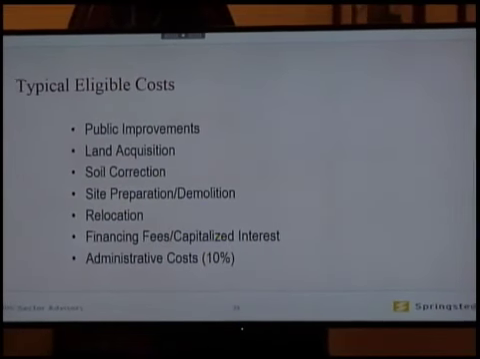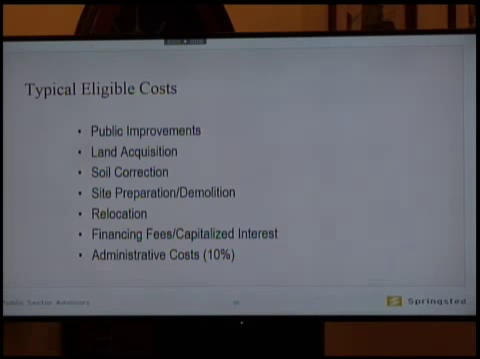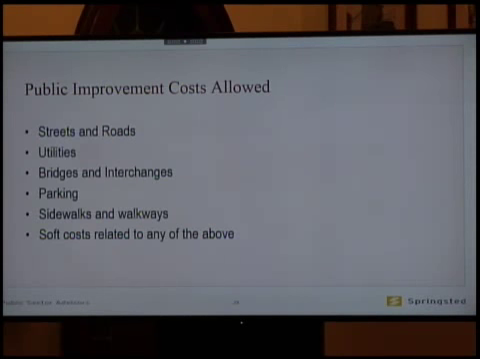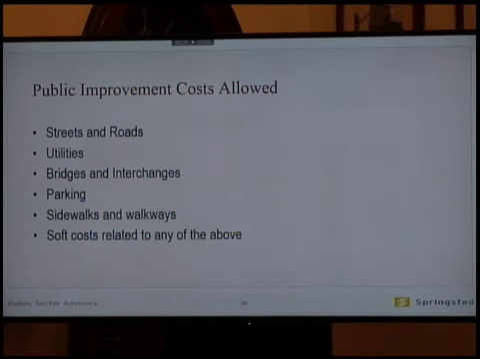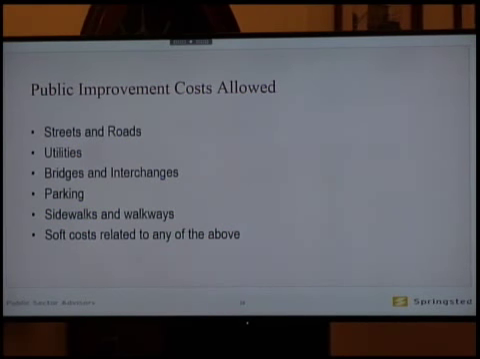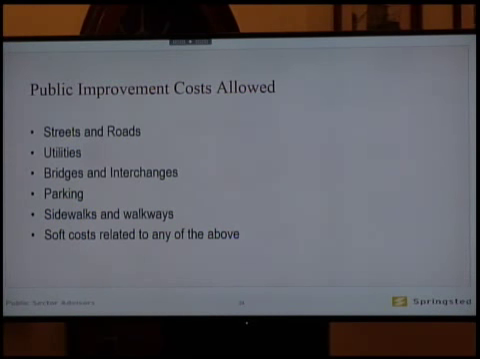These are typical eligible costs in a tax increment district: public improvements, land acquisition, soil correction, site preparation, demolition, which occurs in this case, relocation, financing fees, capitalized interest, and administrative costs. And these are public improvement costs that are allowed: streets and roads, utilities, bridges, parking, sidewalks, etc. All soft costs, engineering, architecture related to any of those public improvements.